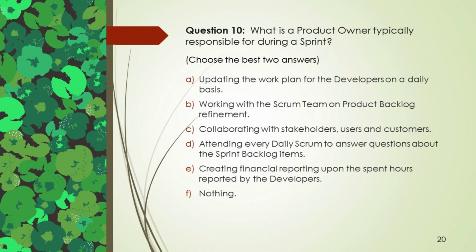Question 10. What is a product owner typically responsible for during a sprint? Choose the best two answers. A. Updating the work plan for the developers on a daily basis. B. Working with the Scrum team on product backlog refinement. C. Collaborating with stakeholders, users and customers. D. Attending every daily Scrum to answer questions about the sprint backlog items. E. Creating financial reporting upon the spent hours reported by the developers. F. Nothing.